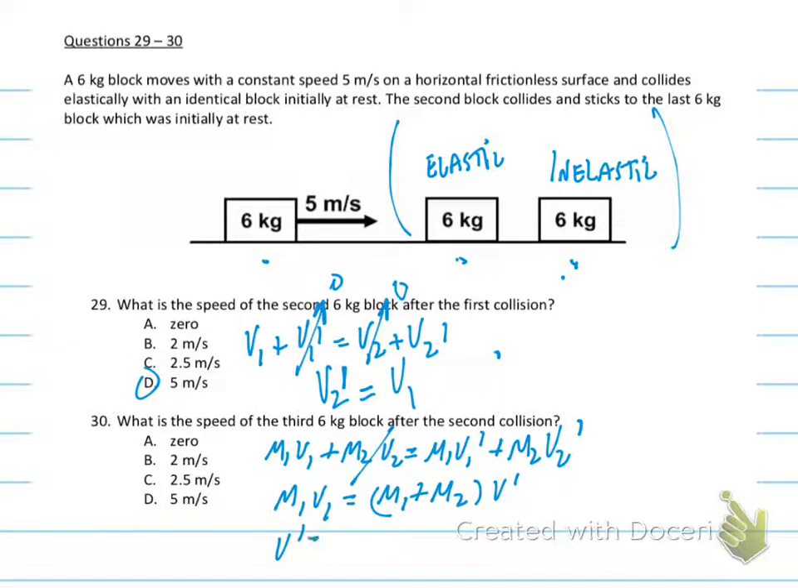So final velocity is going to be equal to m1 v1 divided by m1 plus m2. So m1 v1 we said was 5 times its mass of 6, which is 30, divided by the two masses, which is 12, is going to be equal to 2.5 meters per second.